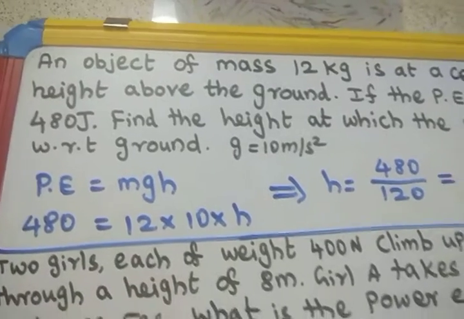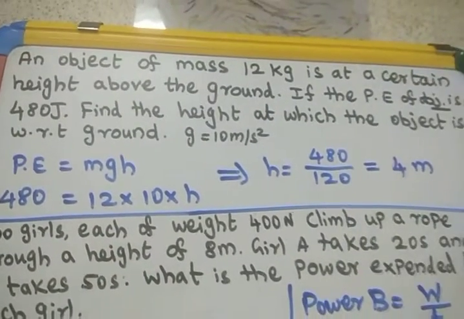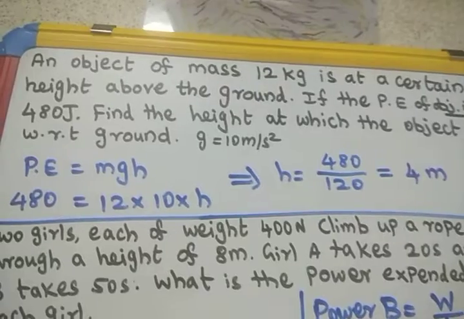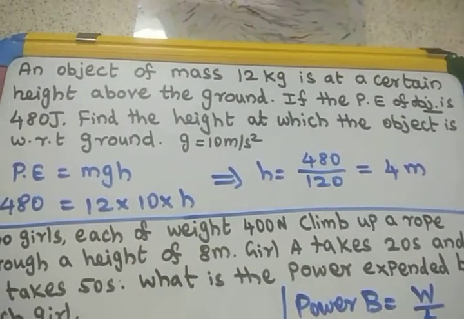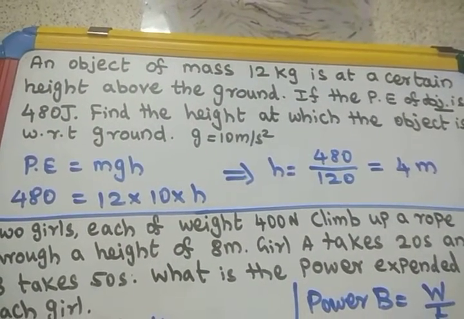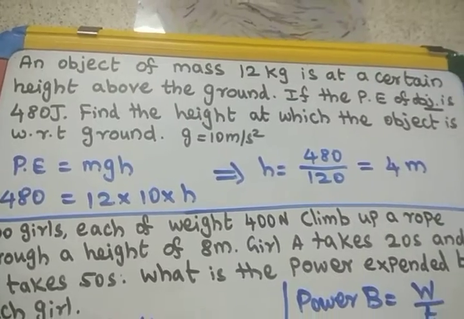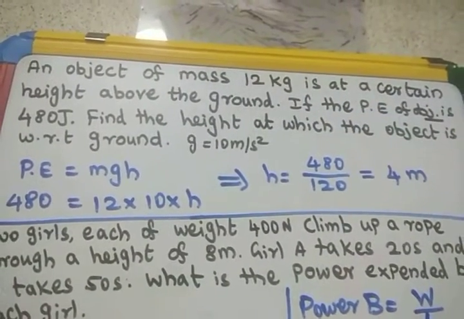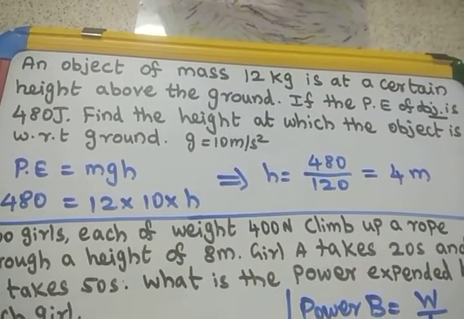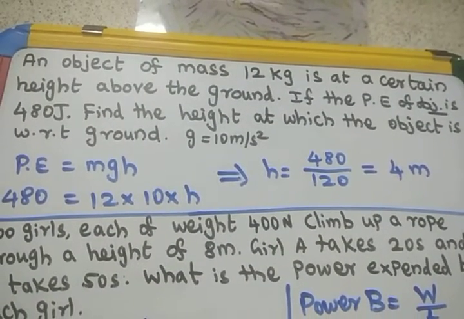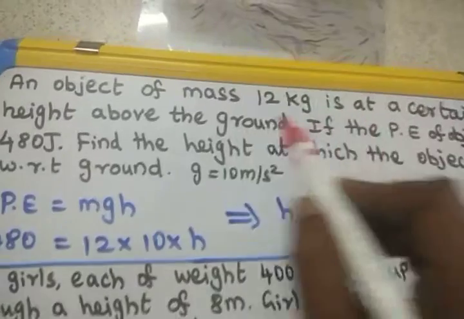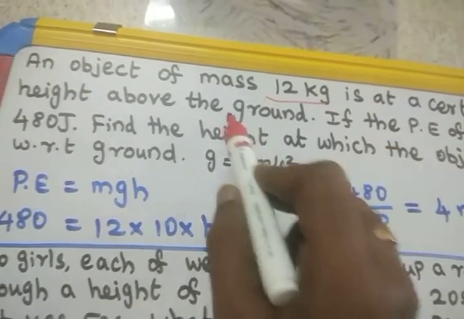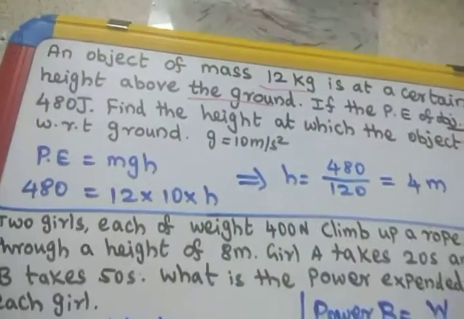An object of mass 12 kilogram is at a certain height above the ground. If the potential energy of the object is 480 joule, find the height of the object with respect to the ground. The given data is acceleration due to gravity g is equal to 10 meter per second square. So the mass of the body is given, and they are asking what the height is.